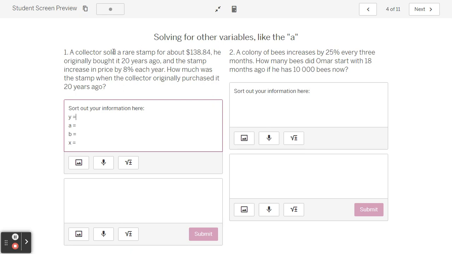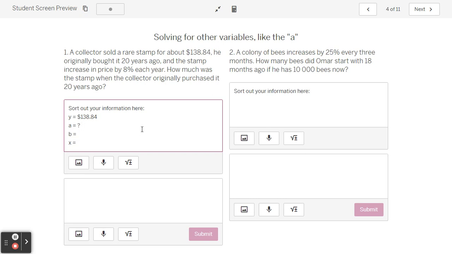So, a collector sold a rare stamp for about $138.84. He bought this 20 years ago. But at 20 years ago, that was not the price. This is the price right now. He bought it 20 years ago. We don't know what it is, and we're looking for the original amount. So 138.84 is our final amount. The A is what we're looking for. How much was the stamp originally purchased for? We don't know.